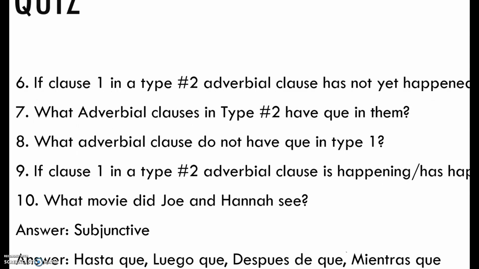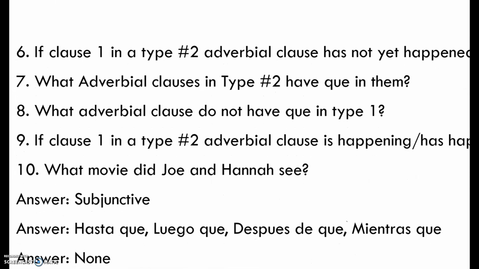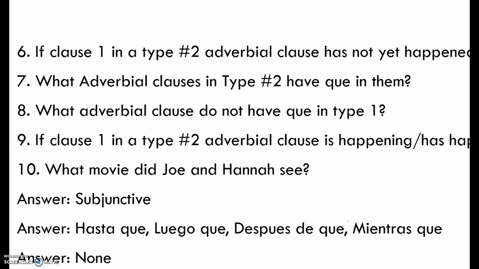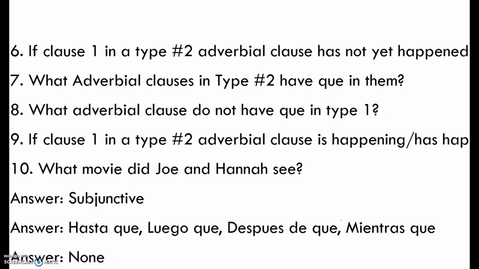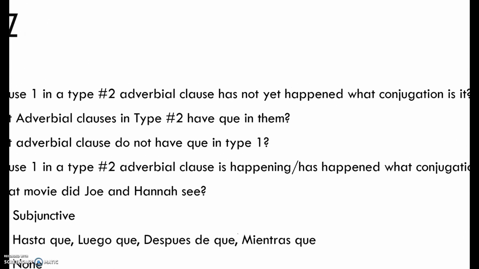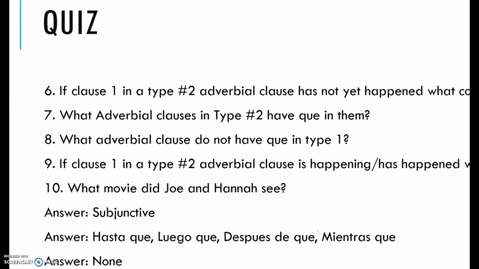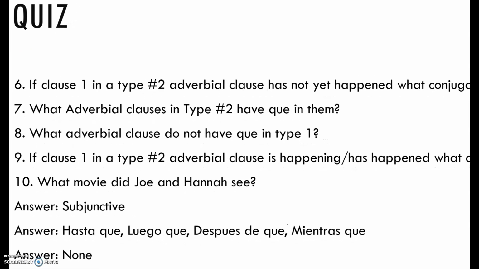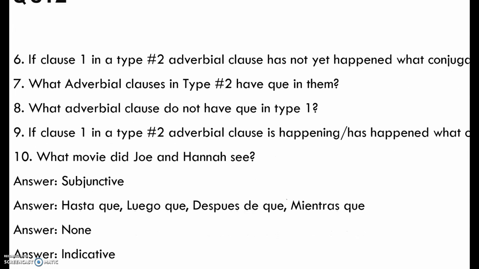Okay, for number 8, what adverbial clause do not have "que" in type number 1? Give you some time for this. And the answer is none. As you remember, type 1 all have "que" in the clause. Okay, for number 9, if clause 1 in a type number 2 adverbial clause is happening or has happened, what conjugation do we use? Give you some time for this. And the answer is indicative.